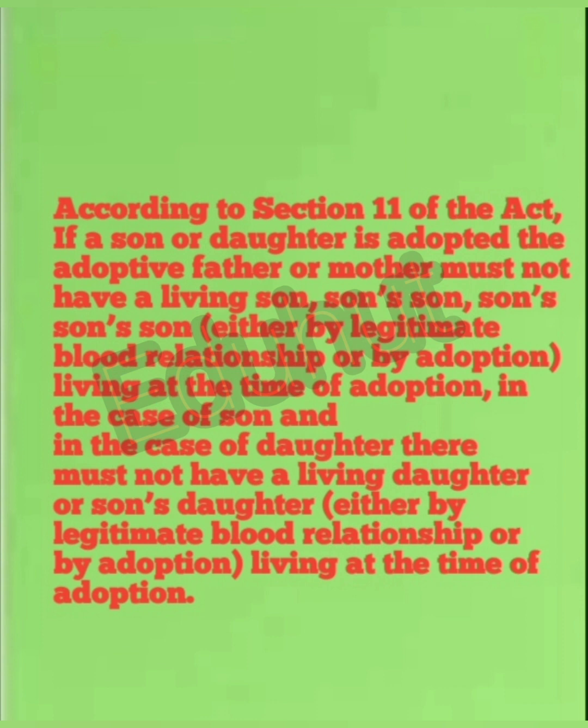According to Section 11 of the Act, if a son is adopted, the adoptive father or mother must not have a living son, son's son, or son's son's son, either by legitimate blood relationship or by adoption, living at the time of the adoption. In the case of a daughter, there must not be a living daughter or son's daughter, either by legitimate blood relationship or by adoption, living at the time of the adoption.